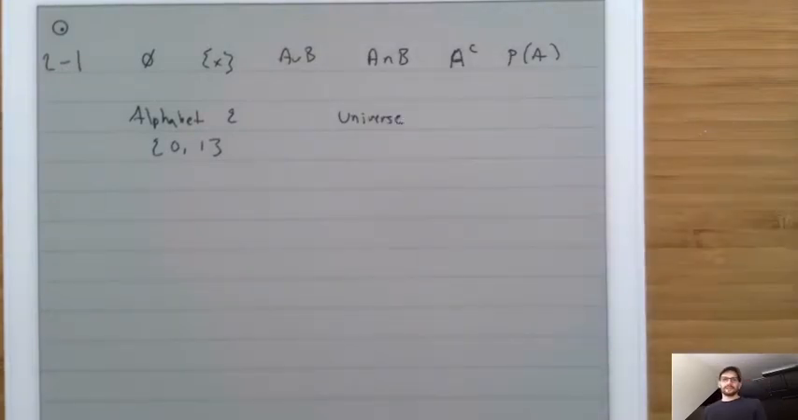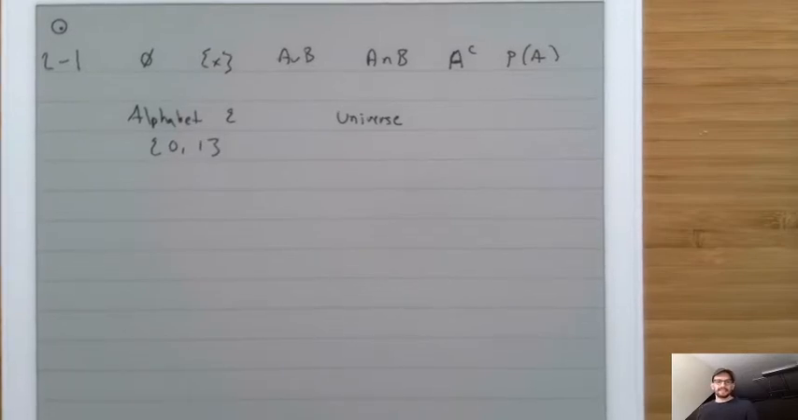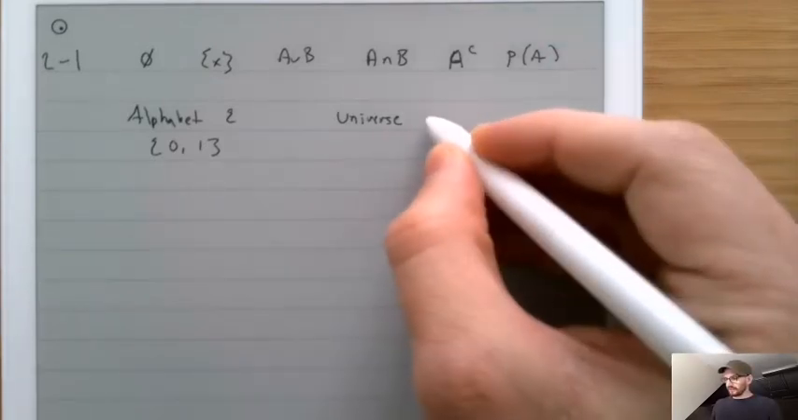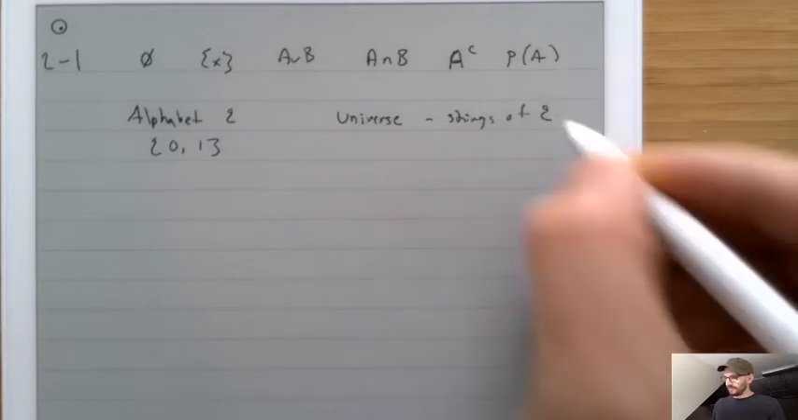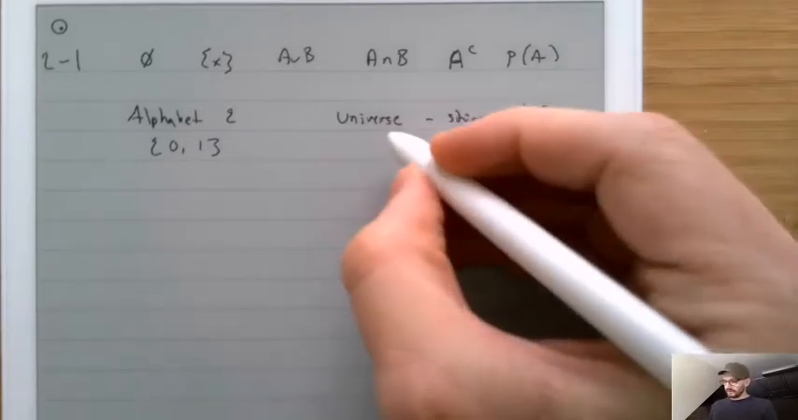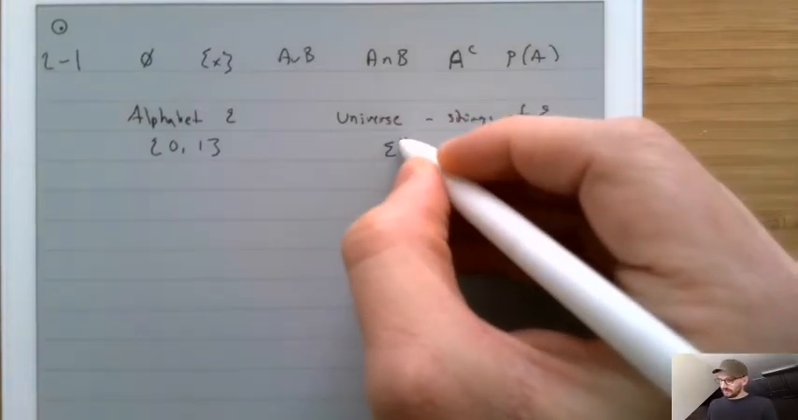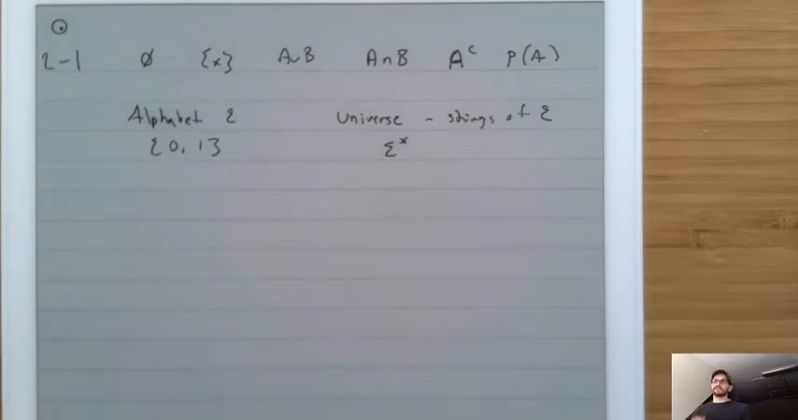And one thing that I didn't really elaborate on is that since languages are going to be sets of strings, that means that the universe are strings of sigma, and we write down strings of sigma as sigma with a star next to it. That's the notation for that.